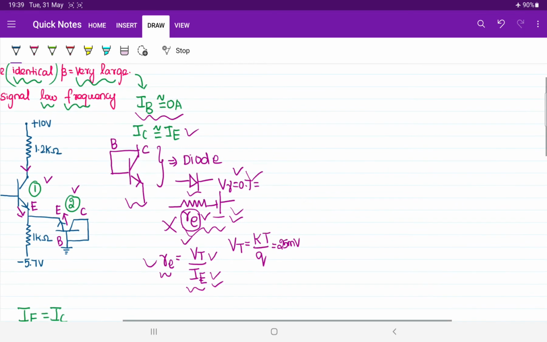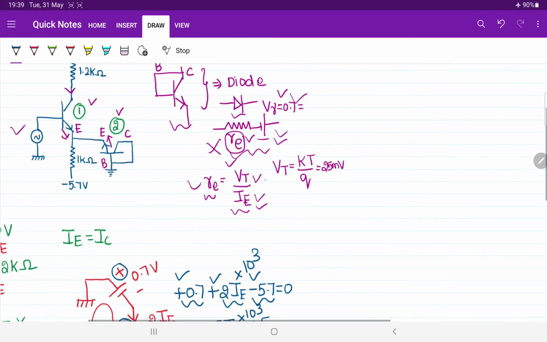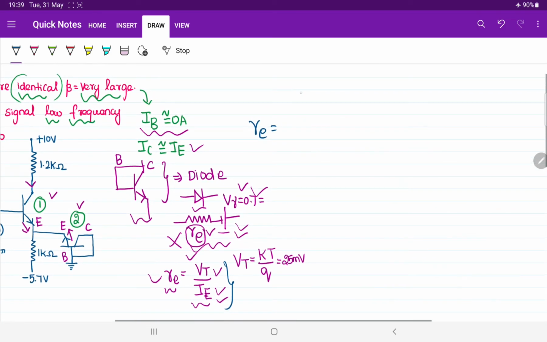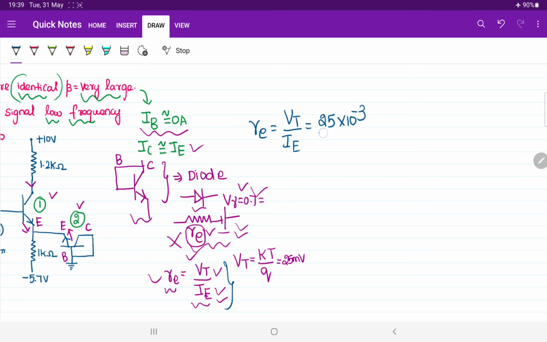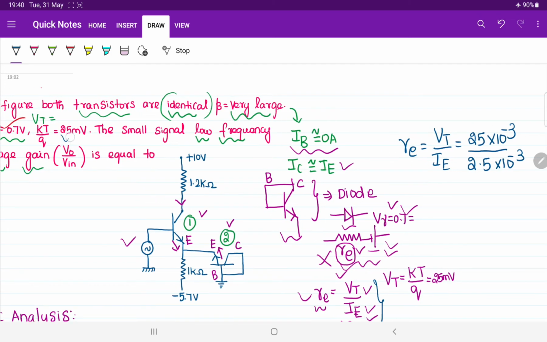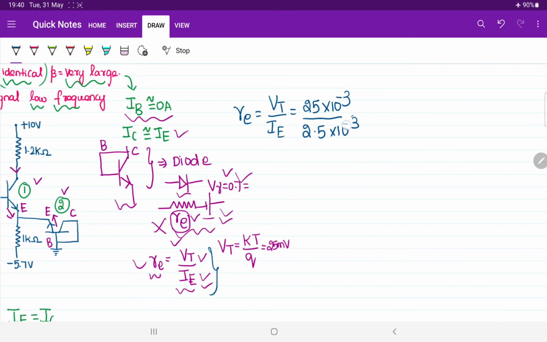Now how will you calculate the value of dynamic resistance? Dynamic emitter resistance can be calculated with the help of, I told you in the last class itself, VT by emitter current IE. What is the value of VT? What is the value of emitter current? The value of VT is given as 25 millivolt, milli means 10 power minus 3, upon the value of emitter current, which is 2.5 into 10 power minus 3. So thermal voltage divided by emitter current. Thermal voltage is 25 millivolt, given in your question. If I cancel it, this 2 will get cancelled out. This will become 10 ohm.